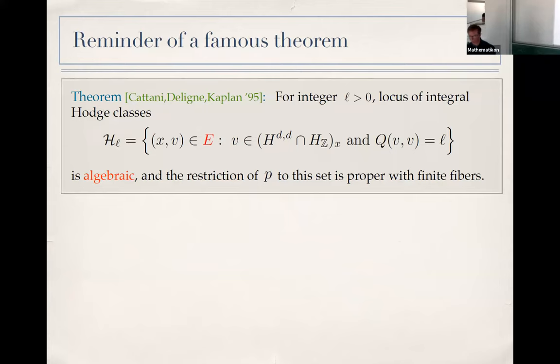Now, let me remind you of a very famous theorem which relates to a talk which was mentioned yesterday, by Cattani, Deligne, and Kaplan from 95. It actually states that if you have the integer L bigger than zero, the locus of integral Hodge classes, namely classes which are of type (p,p), and they are integral, and they have this tadpole condition or constraint from physics, it's already in this paper from 95. If you take this into account, then the locus where these equations are satisfied is algebraic.